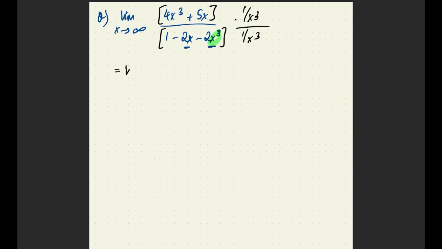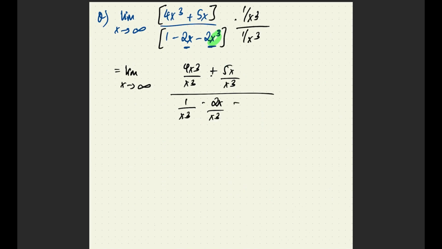So I mean, that's pretty much all that we need to do, and what remains is to try and simplify this further. So we have 4x cubed divided by x cubed plus 5x over x cubed, whole thing divided by 1 over x cubed minus 2x over x cubed minus 2x cubed divided by x cubed. So let's try and simplify this now. So the x cubed cancels out with x cubed. The x will cancel out with the x cubed to give x squared. The x over here will cancel out with the x cubed again to give x squared, and this x cubed will cancel out with the x cubed.